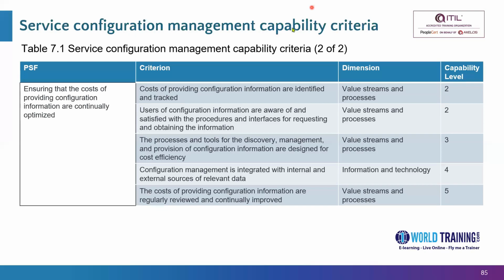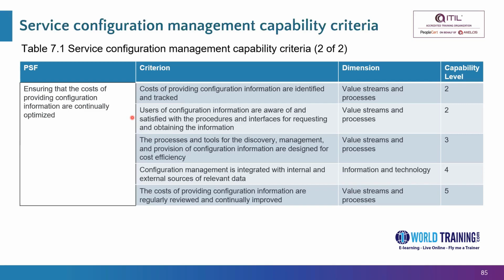And you see here, the second PSF is ensuring that the costs of providing configuration information are continually optimized. There are 5 criteria here, and 3 of them have the word cost in them, but 2 of them do not have the word cost in them. So if you see any question in the exam that has cost in it, you can be sure that it is about the capability criteria for this PSF.